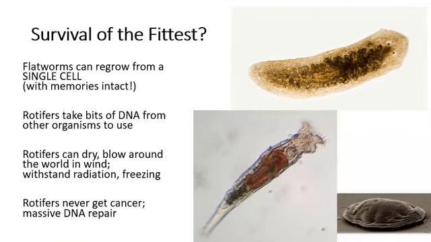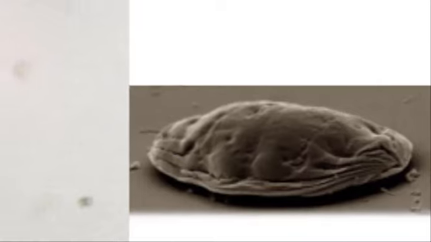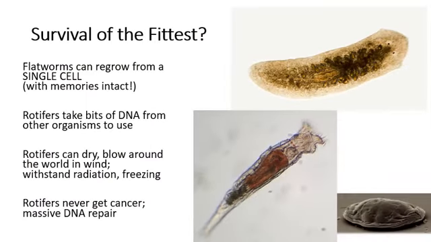Rotifers can take bits of DNA from other organisms into their genomes. They can also desiccate. Here's a dried out one. The phenomenal aspect of this drying out is that it breaks DNA. That's why if most things dry out, they die.